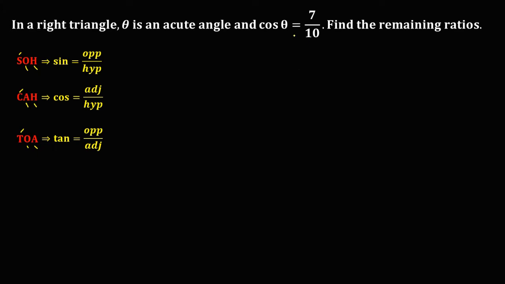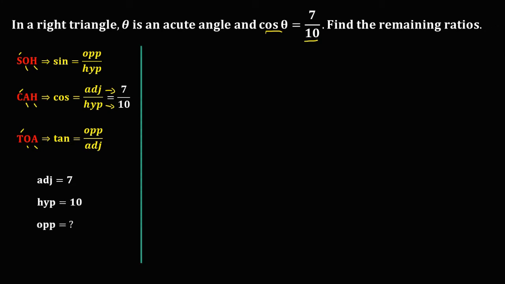In the given, cosine theta is equal to 7/10. Therefore the adjacent is 7 and the hypotenuse is 10. So the opposite is the unknown. To solve for the opposite, we use the formula that opposite squared is equal to the hypotenuse squared minus the adjacent squared.